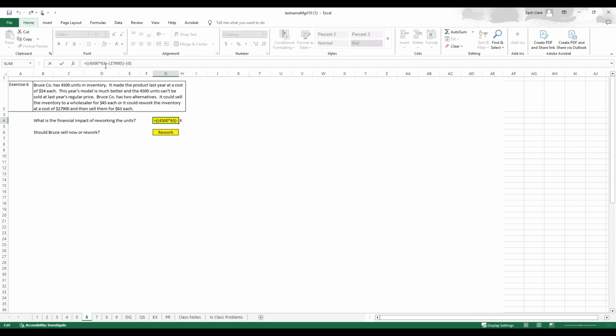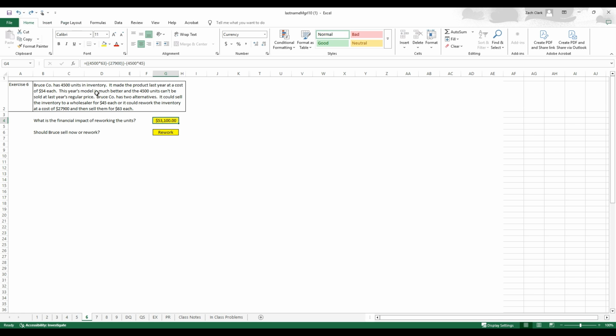But if we say, okay, if we're not going to rework them, I'm just going to delete out these portions. I'll just put zeros in. And if we're going to say 4,500 units times $45 to the wholesaler, oh geez, then it's on a negative, but we would earn 202,500. So that 202,500 would be profit from the wholesaler, versus 255,600 by reworking and selling them. It's a little bit hard to see because it's just the differences in the formulas, but you can tell this 202,500 is quite a bit less than rework and sell for 255,600.